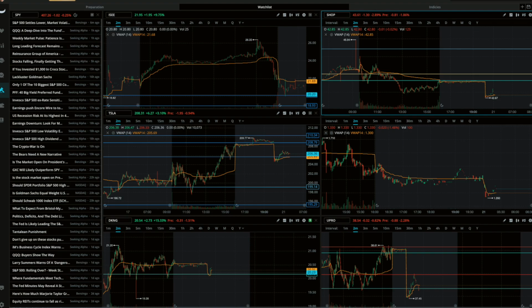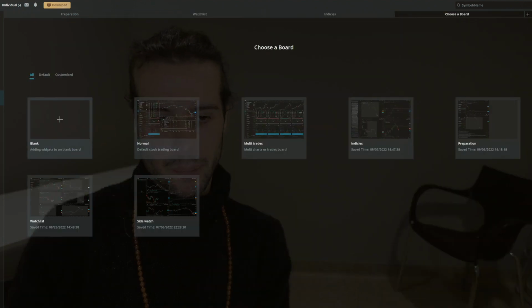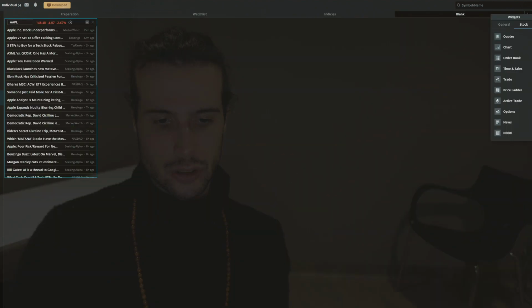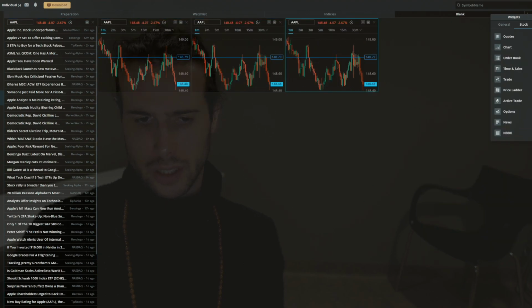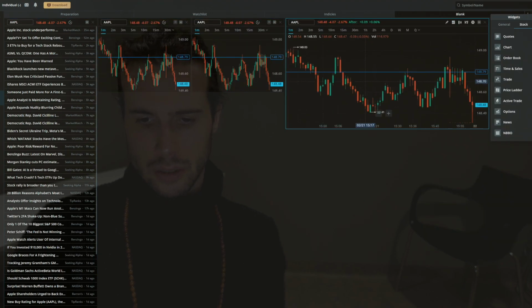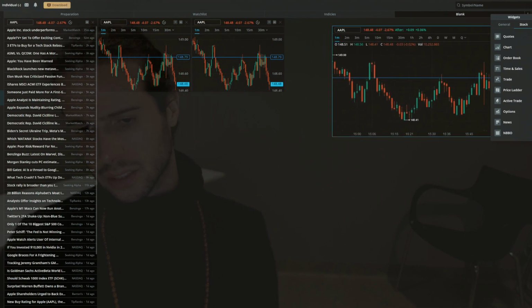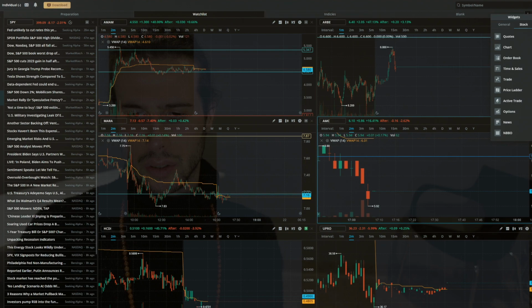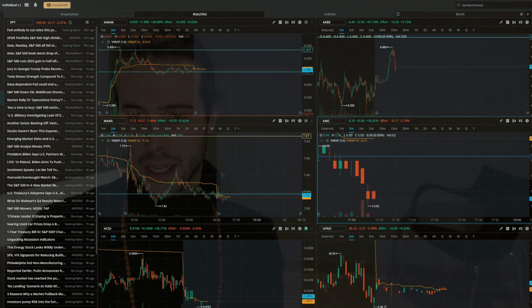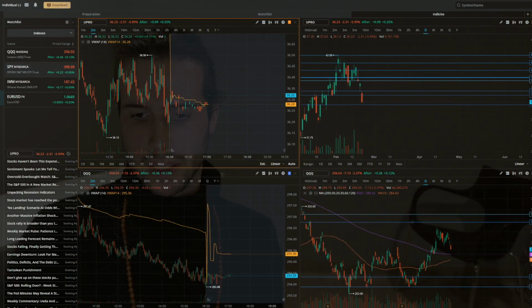So the first thing you do is go to the trade tab and start with a new blank slate. Just put the news here, and I put 4 charts next to it. You can make them nice and beautiful. Put them exactly the way you want them to look. I have another one where I track the indices.